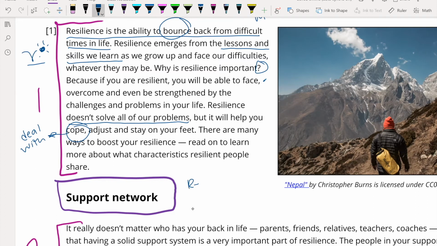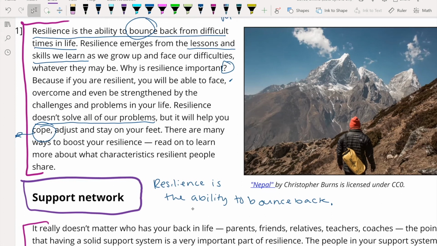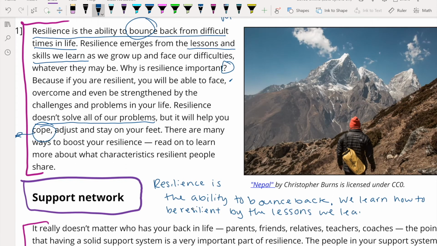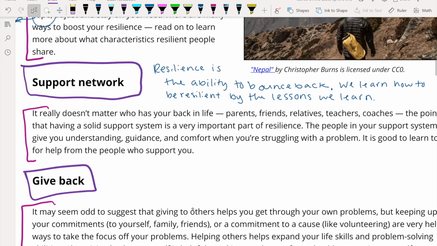Sometimes you can reuse the words that they give you, like I just said. So resilience is the ability to bounce back. Period. Let's add another sentence, because we do need to summarize it. We learn it. We learn how to be resilient by the lessons we learn. That's it. There's our summary. Okay. Let's go to the next one.